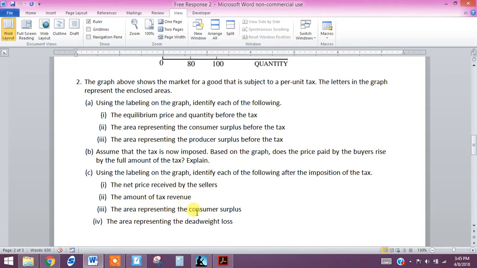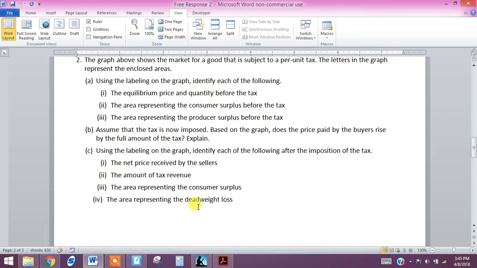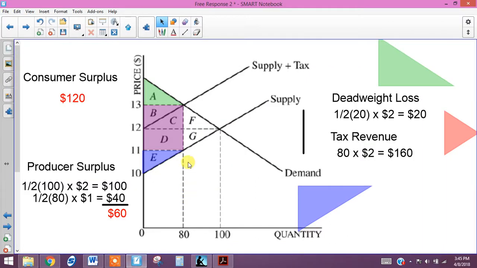Now we need to, let's see, the area representing deadweight loss. Well, that's going to be whatever is left after we have identified our consumer surplus, our producer surplus, and our tax revenue here in purple. Our deadweight loss is going to be whatever is left from the original combined surplus. That's going to be right in here, areas F and G, and you can also calculate that.